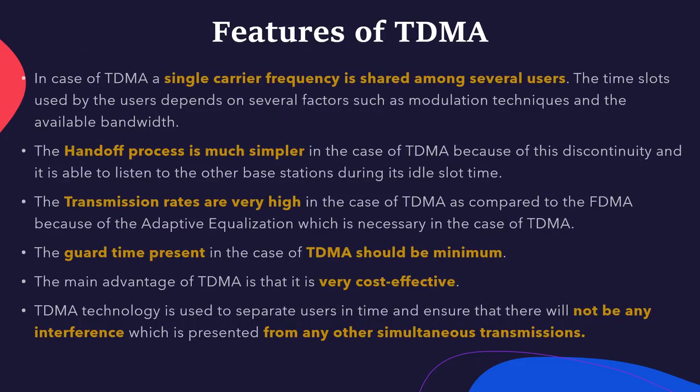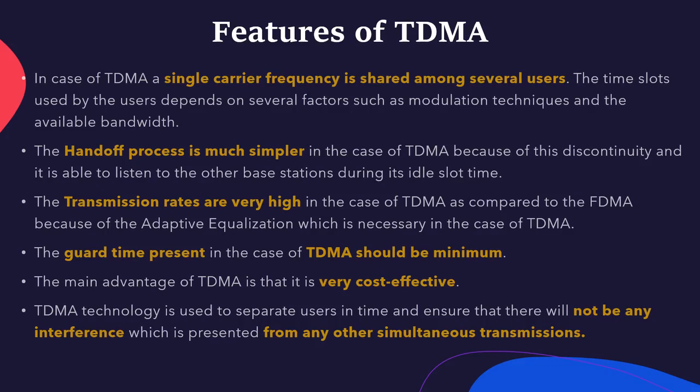About the features of TDMA. The various features of TDMA are: a single carrier frequency is shared among several users. That is one feature. So we don't need different frequencies, which eliminates the type of filter requirement as in the FDMA system. The handoff process is also much simpler because we have sufficient time to switch over from one situation to another, and there will be quite an idle time slot between one process and the other.